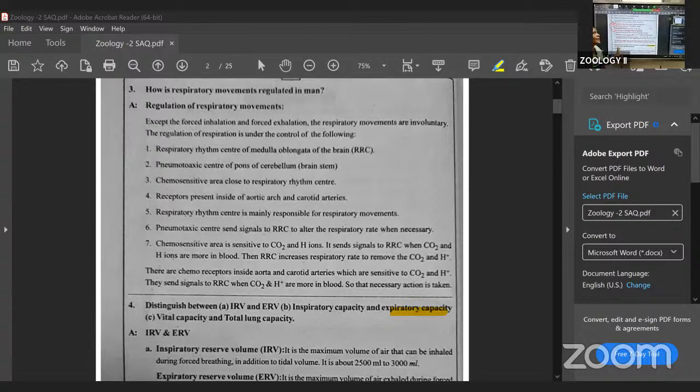Listen, students, these four names are important: the respiratory rhythm center, pneumotaxic center, chemosensitive area, and receptors. These four headings are important. The respiratory rhythm center is located in the medulla oblongata, and the pneumotaxic center in the pons of the cerebellum. The chemosensitive area and receptors all give signals to the respiratory rhythm center. Like that only, the respiratory movements are controlled.